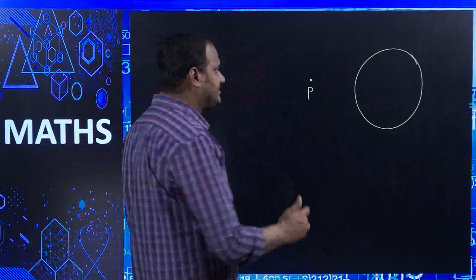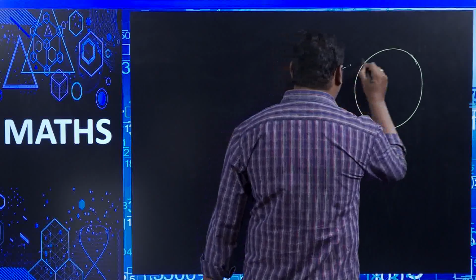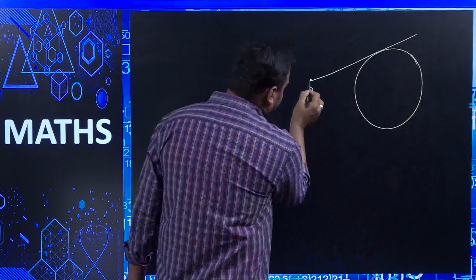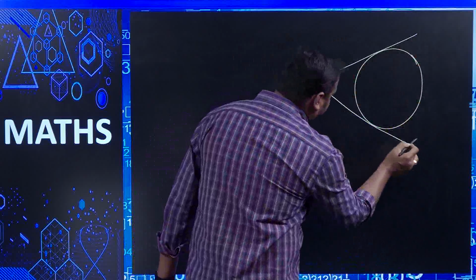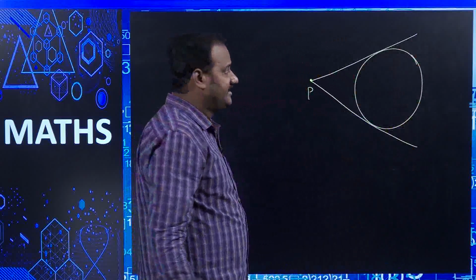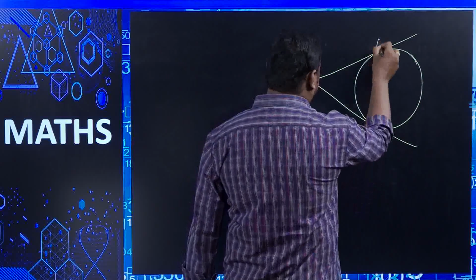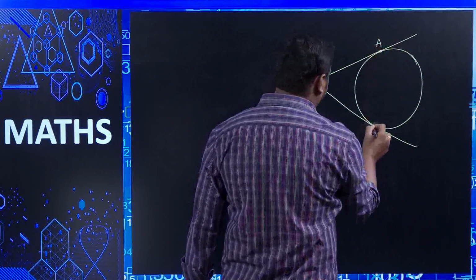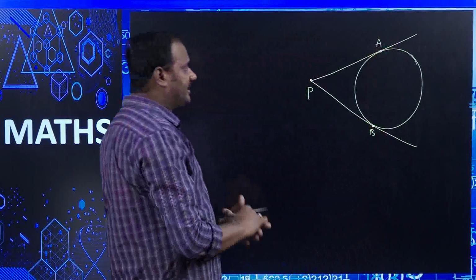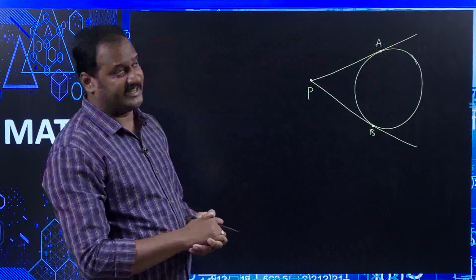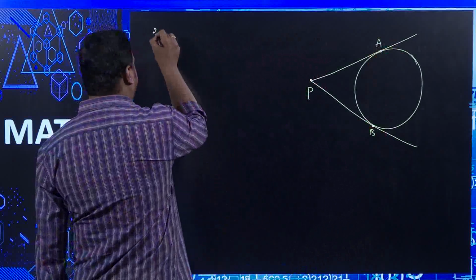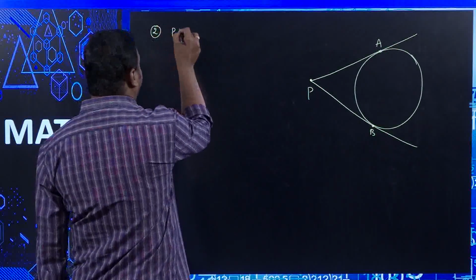So that is common sense. We can draw this one tangent and this one more tangent to a circle from the external point, and these two points are the points of contact. This point of contact is A and this point of contact is B. So now what is our next property of tangents?